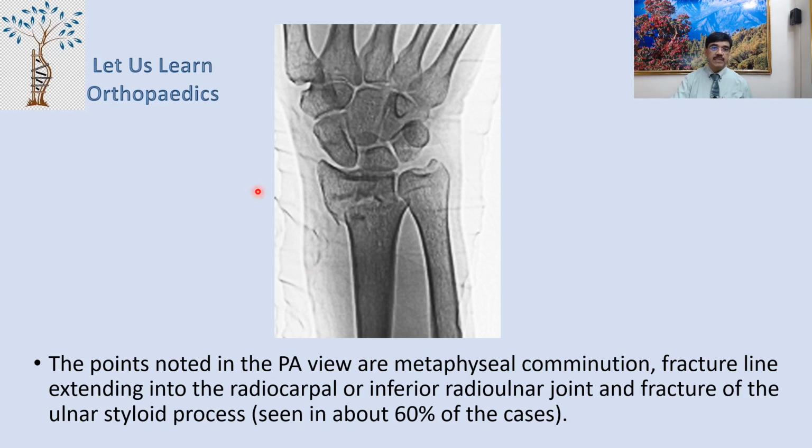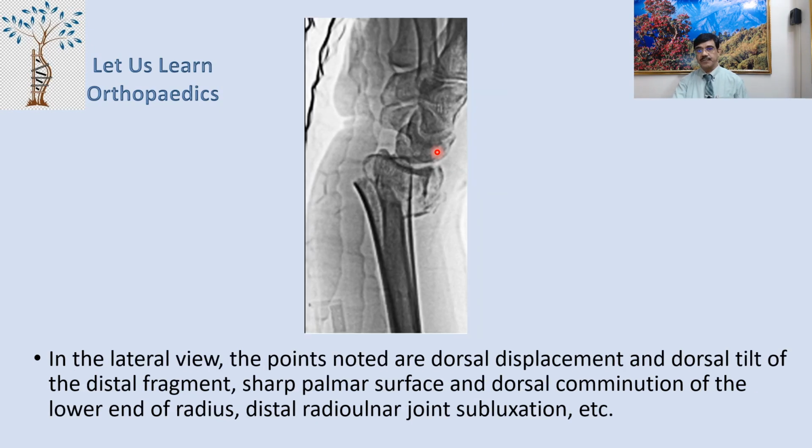Now what is to be seen? In PA view, what you see is a metaphyseal comminution, and we will also look for whether the fracture is extending into the inferior radioulnar joint or into the radiocarpal joint. Usually in 60% of the cases we may also find a fracture of the ulnar styloid process.